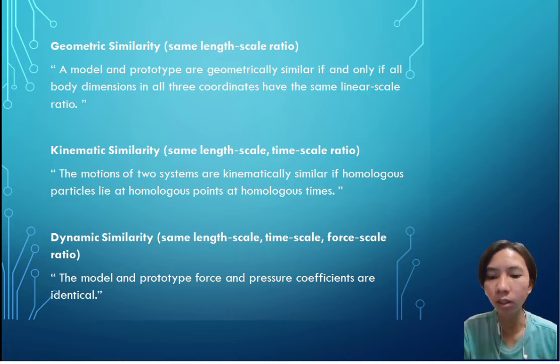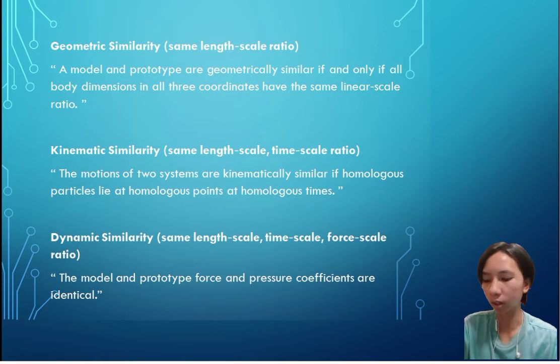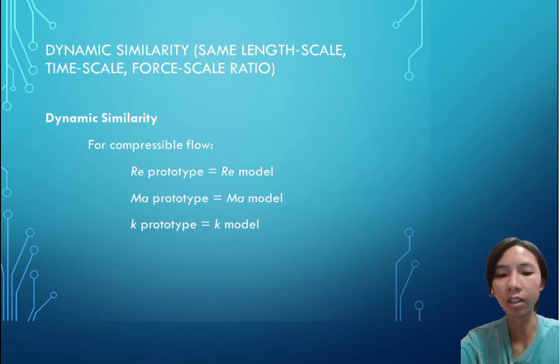The last one is the dynamic similarity, or the same length scale, time scale, and force scale ratio. So in the model and prototype, force and pressure coefficients are identical. So it means that the prototype is equal to the model overall. Now we have the dynamic similarity for compressible flow.